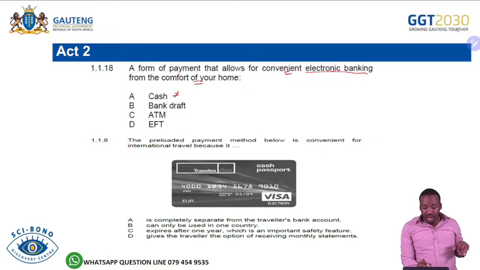Which one? Can you pay using cash in the comfort of your home? No. Can you use a bank draft in the comfort of your home? No. Can you use an ATM in the comfort of your home? No. Can you use an EFT? Yes. So the correct answer there will be D, which is an EFT. Then you get your mark.